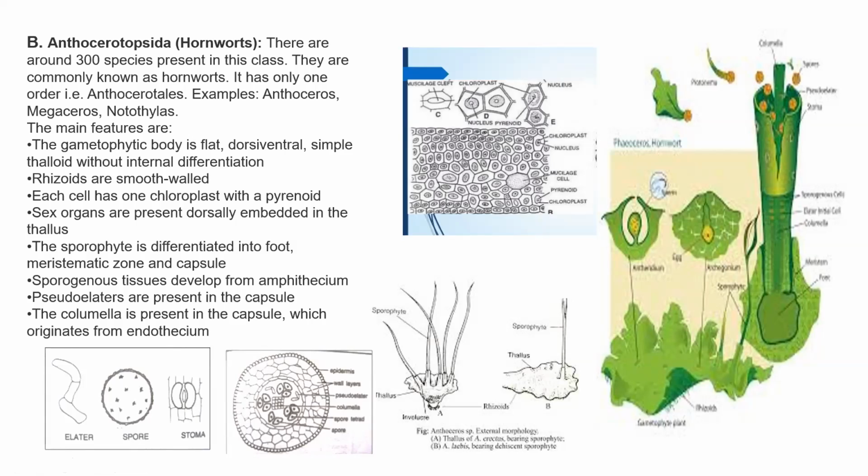In your UG, you would have studied in detail the structure of the sporophyte of Anthoceros. It's very complex and structurally very well differentiated. Here, the sporogenous tissues develop from the amphithecium, from the middle layer of the spore wall. Okay, so in Hepaticopsida, you saw the sporogenous tissues, the spore mother cells, develop from the endothecium. Here, in Anthoceratopsida, the spore mother cells or the sporogenous tissues develop from the amphithecium.